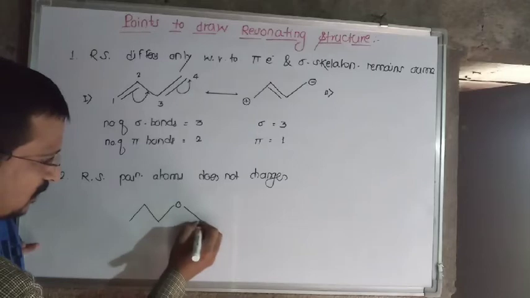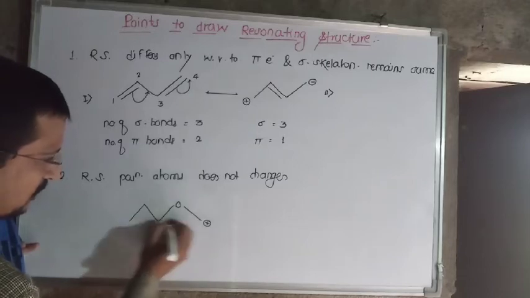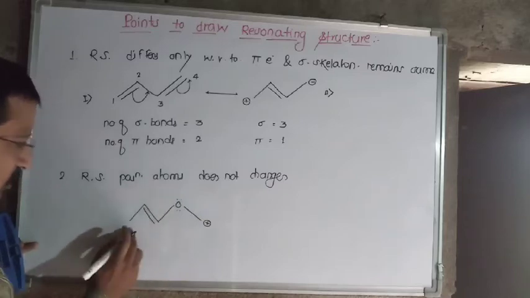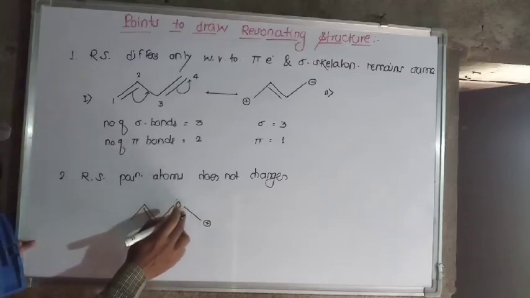Here suppose a double bond or plus charge, and A double bond B, C has a lone pair. Suppose A double bond B, C has a lone pair, isn't it?